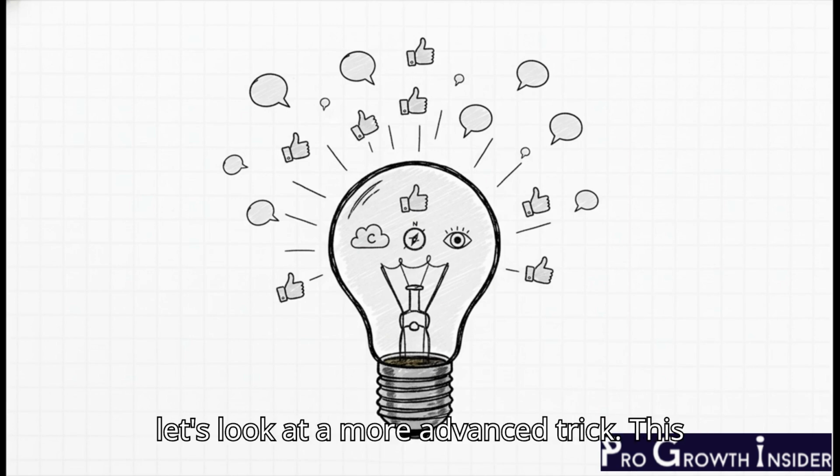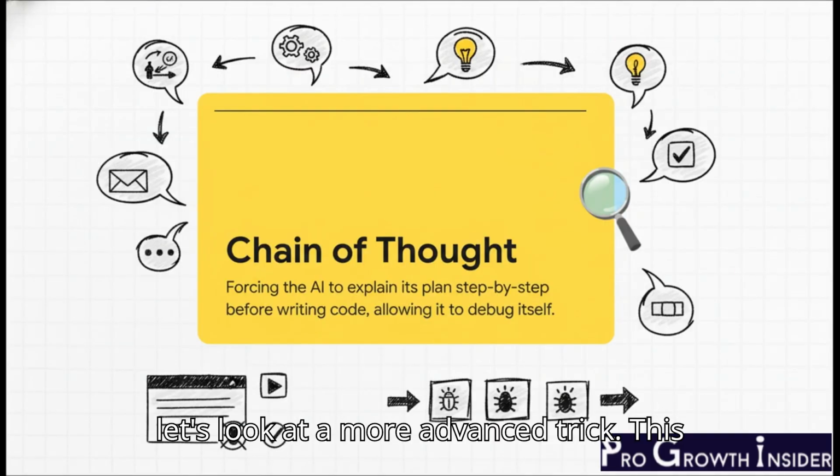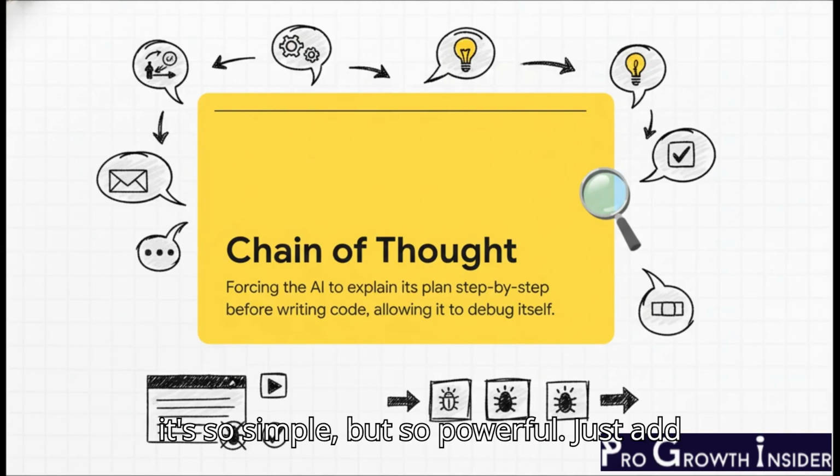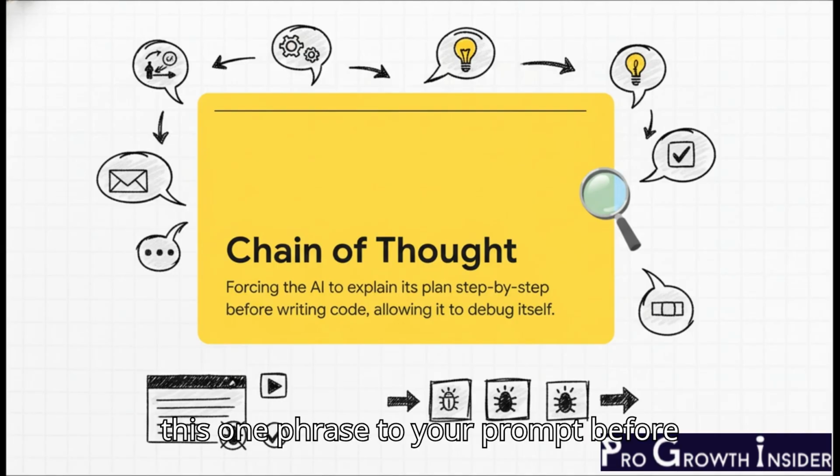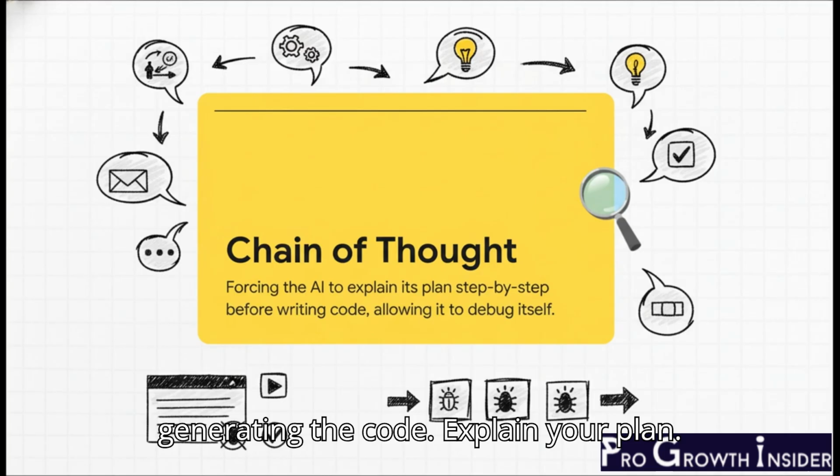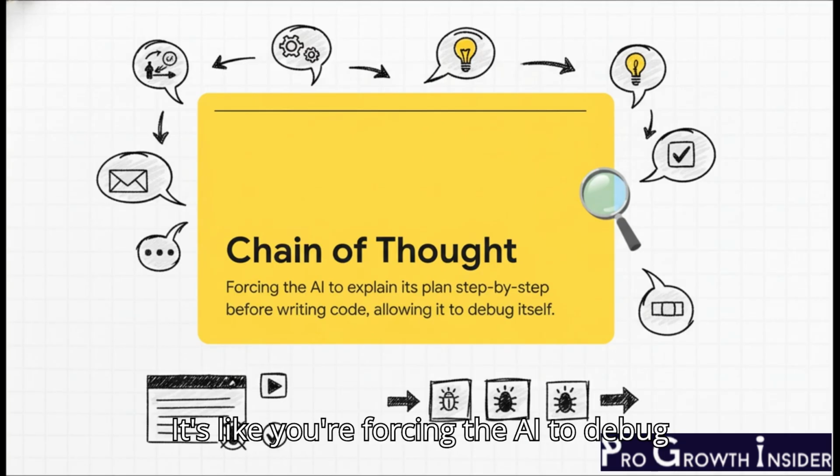Now, let's look at a more advanced trick. This is called the chain of thought trick, and it's so simple but so powerful. Just add this one phrase to your prompt. Before generating the code, explain your plan. It's like you're forcing the AI to debug its own logic before it even starts writing.